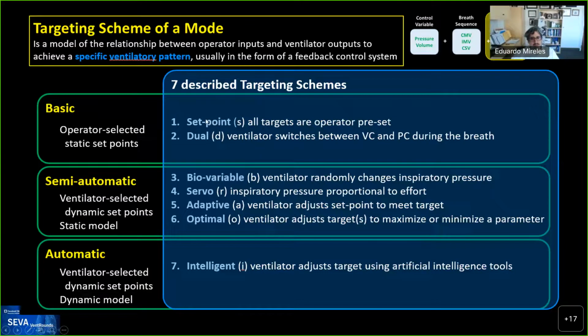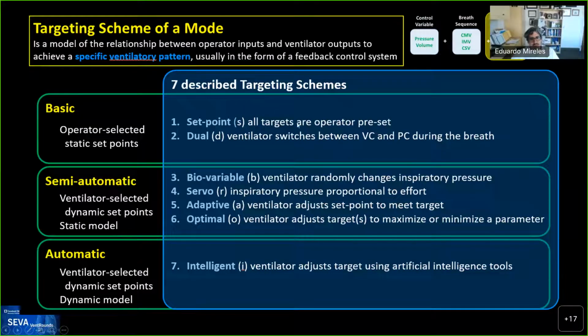There's dual, which we're going to talk about today, in which the ventilator switches from volume control to pressure control during the breath, not in between. So while the inspiration is happening, the ventilator changes either from volume control to pressure control, or from pressure control to volume control. And it's also relatively simple algorithms that control this.